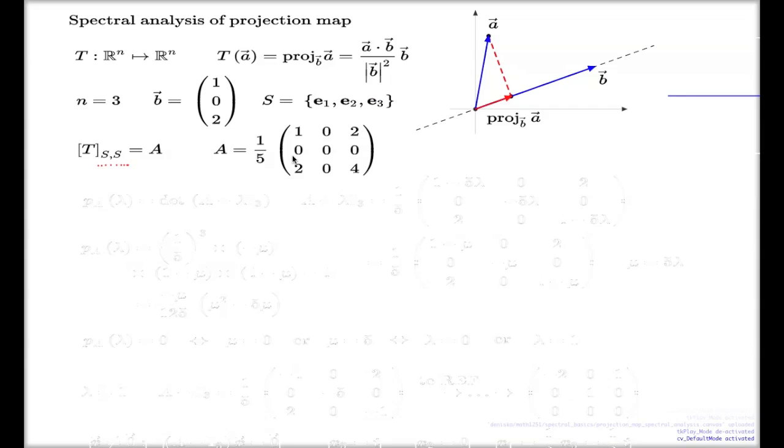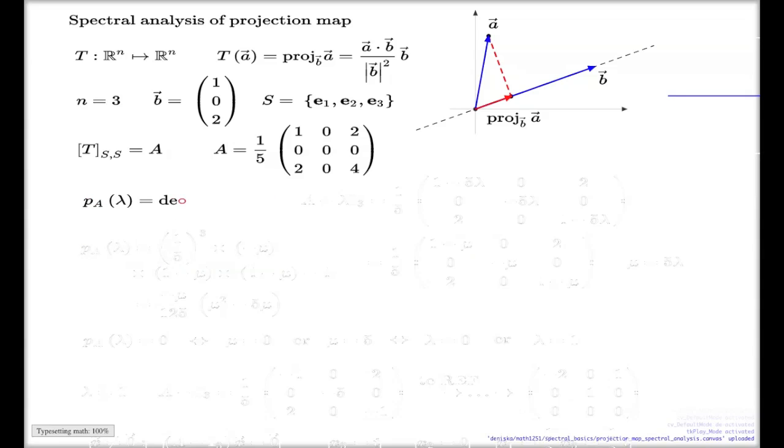Now, what I would like to do is to spectrally analyze this particular matrix. The method we are going to follow is the method we discussed two days ago. It doesn't have any particular attachment to the fact that this is a projection map matrix. But later on, when we finish our analysis, we will see some interesting connections or observations. So let's just do the analysis first.